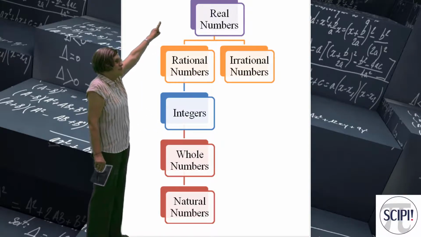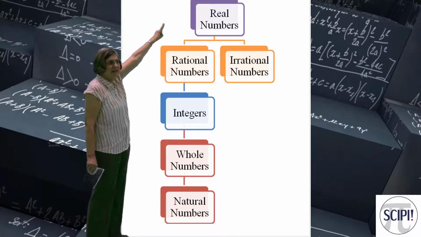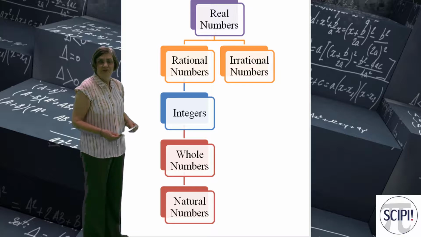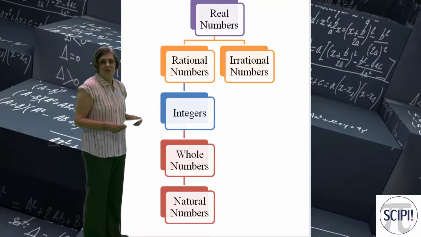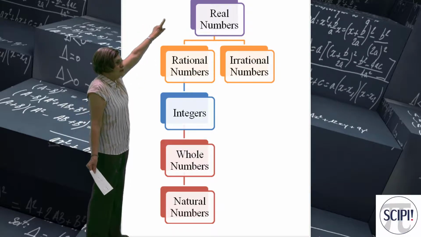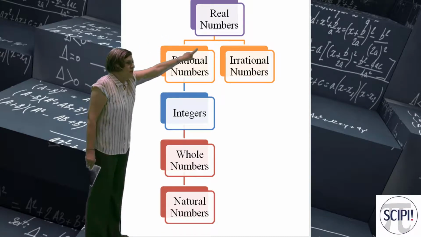So at the top, you will see real numbers. What is a real number? Well, it's probably any number that you can think of. They didn't used to be called real numbers, just someone decided to make imaginary numbers. But real numbers, guess what, are real numbers. Then under real, you'll see two subsets. You'll see rational and irrational.